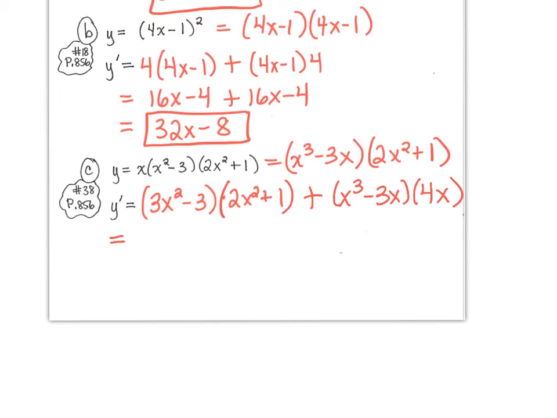6x to the fourth plus 3x squared, minus 6x squared, minus 3, plus 4x to the fourth, minus 12x squared. Good. Very good. Now what do we do from there?